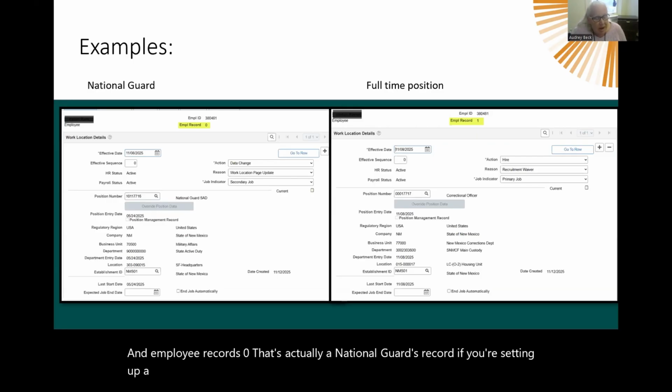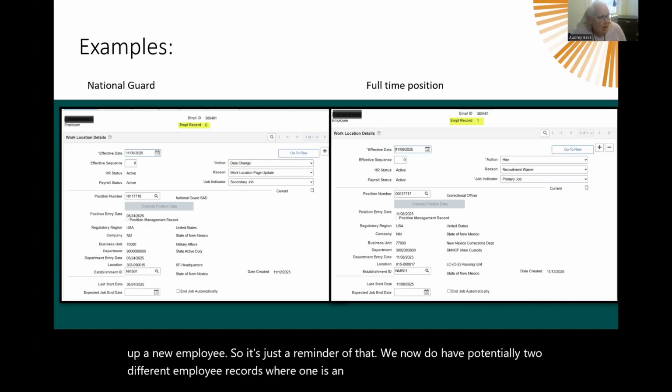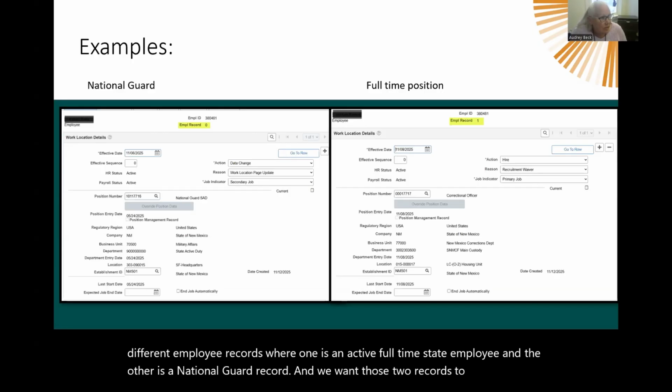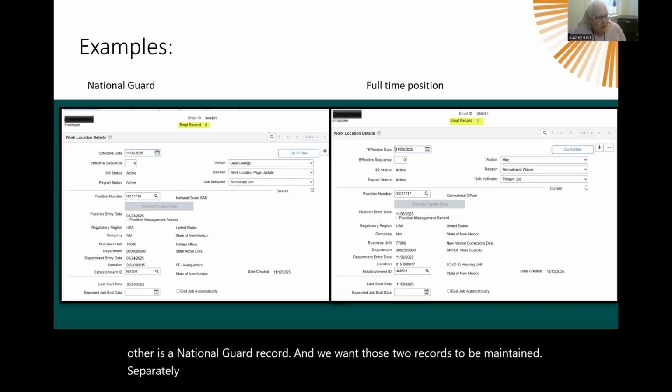So it's just a reminder that we now do have potentially 2 different employee records, where one is an active full-time state employee and the other is a National Guard record. And we want those 2 records to be maintained separately and distinct from each other. Any questions on that?